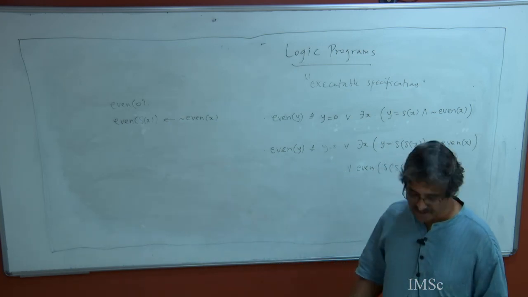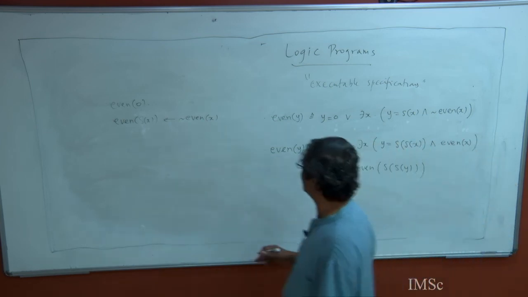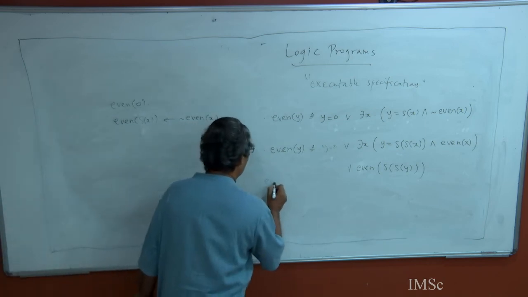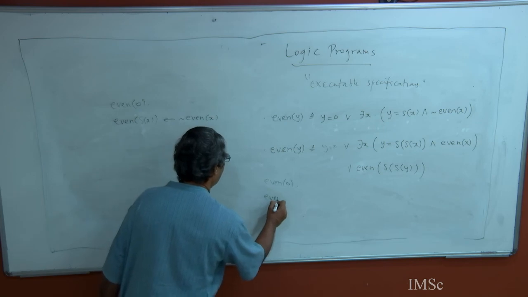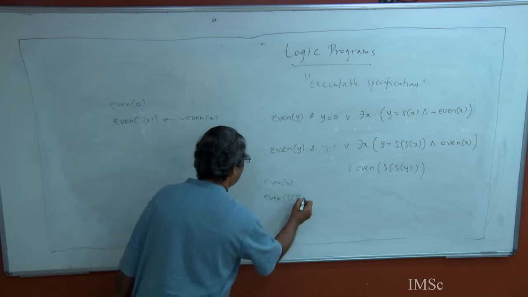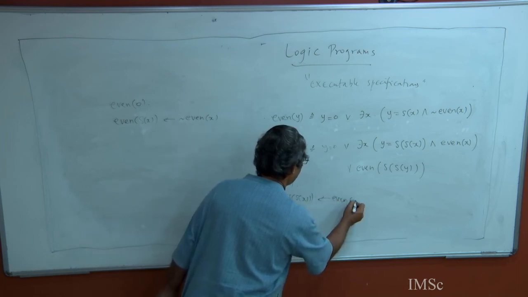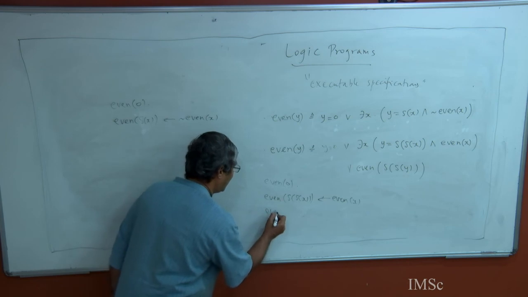So this is the idea of logic programming, and in general you will have, and this one for instance would be written as the second one, even 0, even successor of x if even x. You could have stopped here, but this one also says even x.